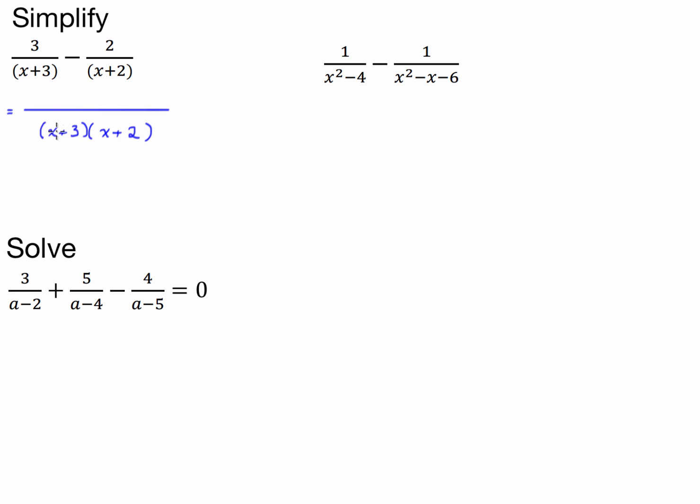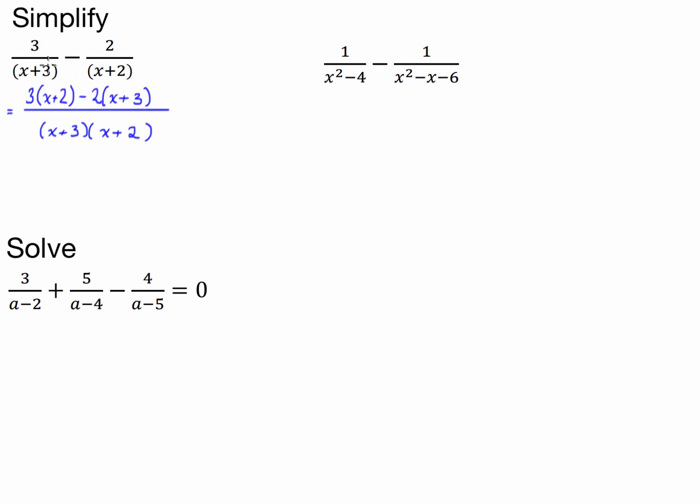Now, if we're going to combine them like this, for this fraction, to get the x plus 3, the original denominator, to this new denominator, we had to multiply it by x plus 2. So we're going to multiply the numerator, 3, by x plus 2. So we have 3 times x plus 2. And similarly, we have this minus 2 here. To get x plus 2 to x plus 3 times x plus 2, we have to multiply it by x plus 3. So we're going to multiply the negative 2 by x plus 3. Cool. So we've combined them together, so now they're just one big fraction.